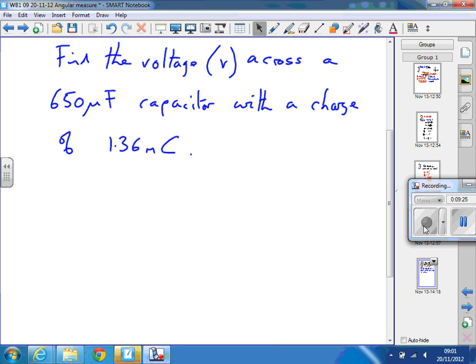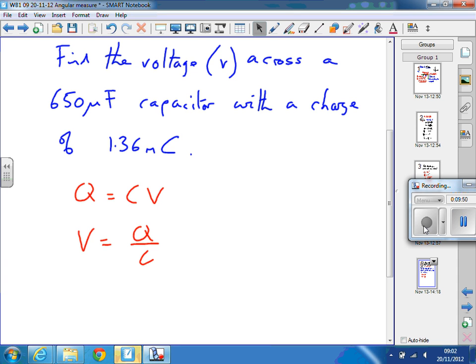Okay, so for this question, the formula you're given needs to be rearranged for V. So if Q equals C times V, what do I do to get V on its own? Divide by C. So V equals Q divided by C. So rearrange the formula to get it in the right form.